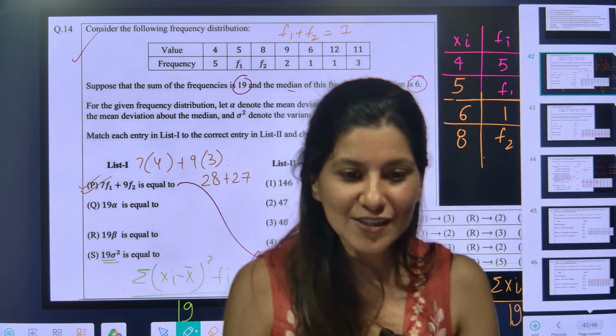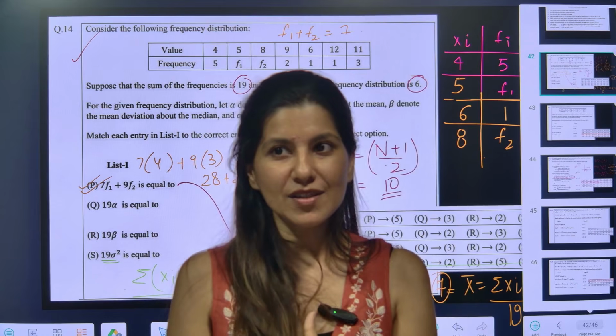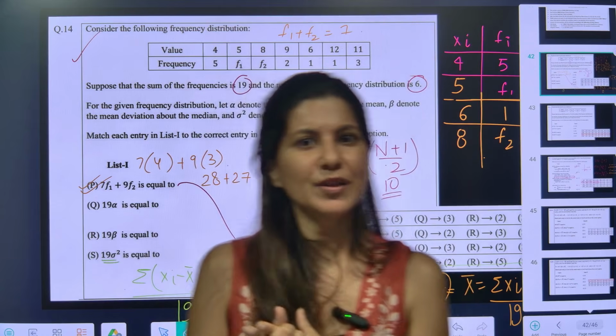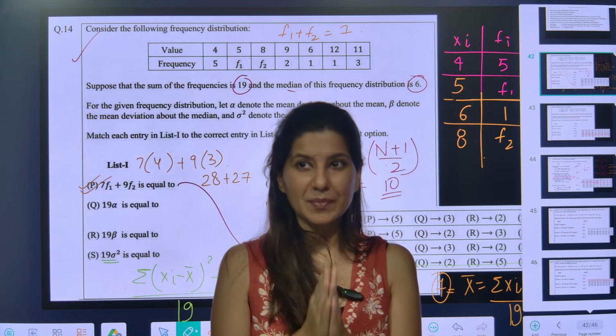Now, based on your caliber, you can add 1 or 2 more questions, or do 1 question less, and you will still be in a safe zone. That is how you have to do the paper attempting strategy.